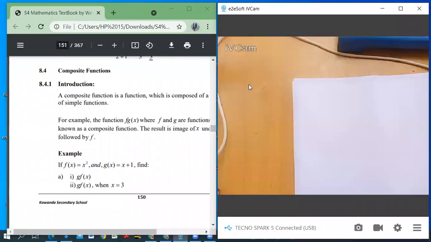So where did we stop? We finished the whole concept of function. Now we are left with only one part of function, that is the composite function.